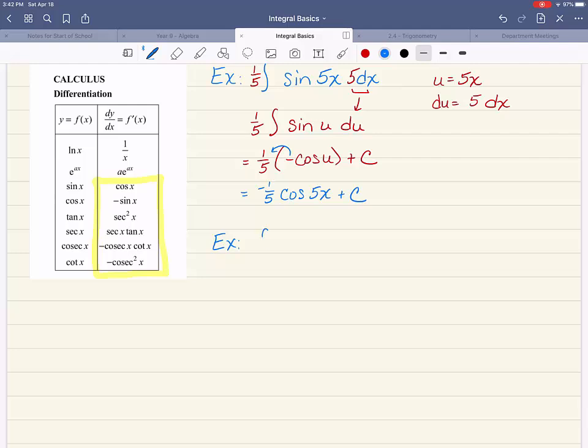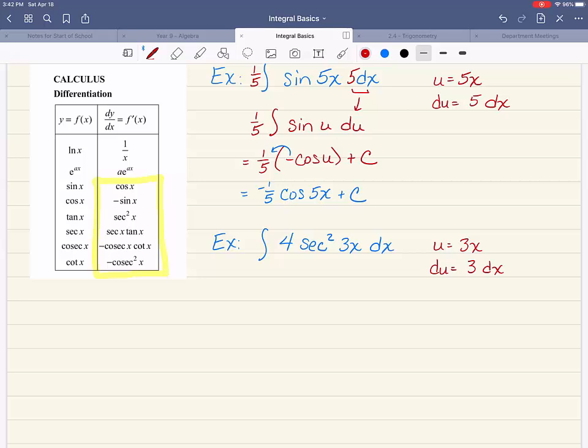We're going to do the integral of 4 secant squared of 3x dx. 4 secant squared of 3x dx. Remember I told you that u is the inner function. So what is the inner function in this case? It is the 3x. It is the argument of your trig function. So du in this case would be 3 dx.